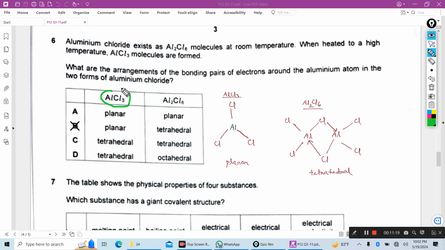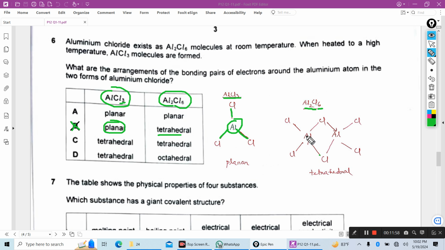First, AlCl3 has 3 bond pairs. Al2Cl6 is the dimer form of aluminum chloride. So in this AlCl3, 1 2 3, there are 3 bonds surrounding the aluminum atom. So if 3 bond pairs, shape will be trigonal planar. So B is the correct answer. This is planar. And Al2Cl6 tetrahedral, with 2 aluminum and 6 chlorine.